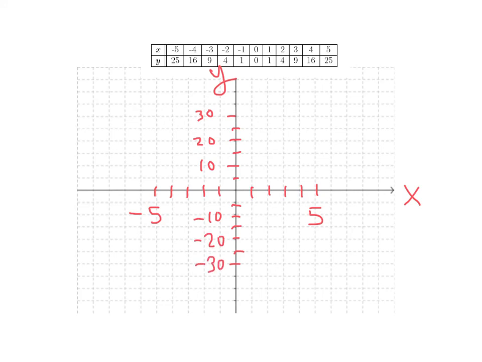And let's plot these points. 0, 0, 1, 1, 2, 4, 3, 9, 4, 16, 5, 25, -1, oops, -1, 1, -2, 4, -3, 9, -4, 16, -5, 25. All right, this is going to make a parabola. This is the graph of y is equal to x squared.